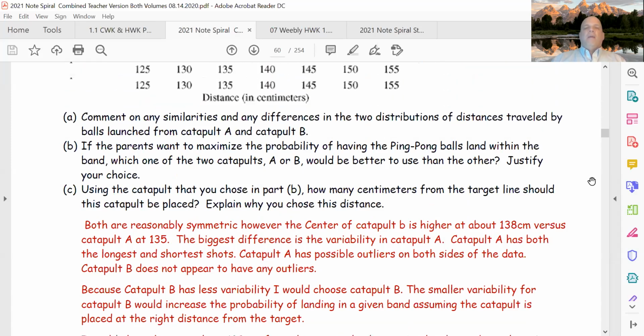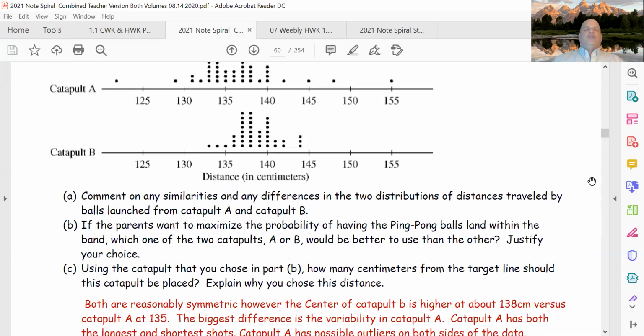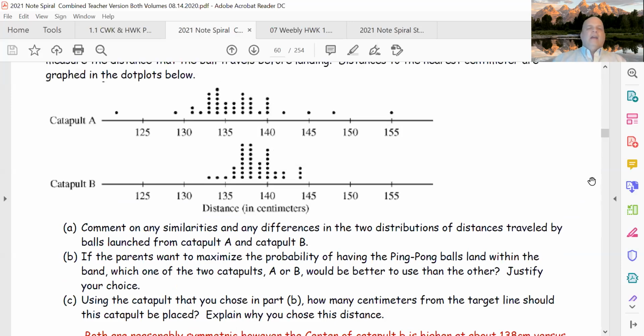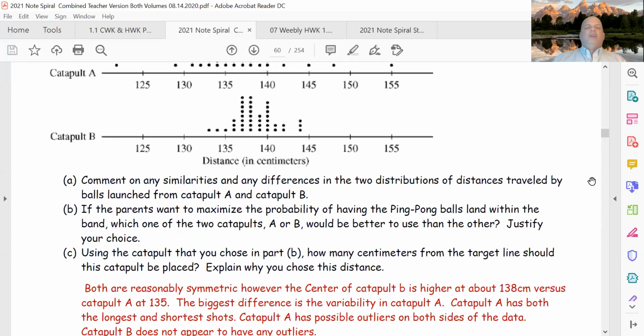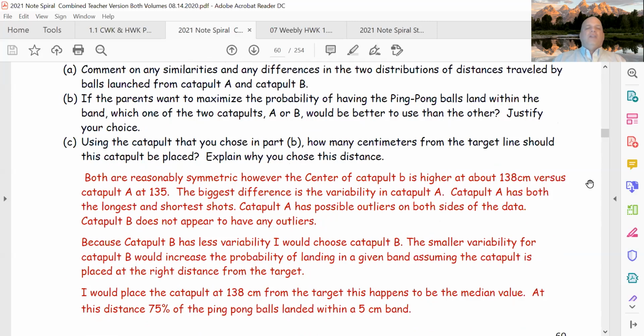Well, for me, I look at this and I go, well, gosh, catapult A appears to be more variable. Catapult B is more precise. So because of the precision, I would choose catapult B. So because catapult B has less spread or less variability, I would choose catapult B. The smaller variability for catapult B would increase the probability of landing in a given band, assuming the catapult is placed at the right distance from the target.